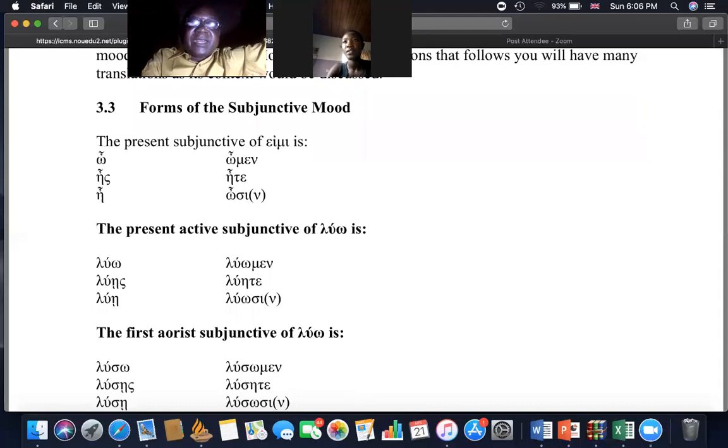Then you have the luete, and the luete takes eta, not epsilon, of the other ones. Then you have luosi, which takes omega instead of omicron, and the other one will take the diphthong ou, but this one just takes lu, omega, and si.